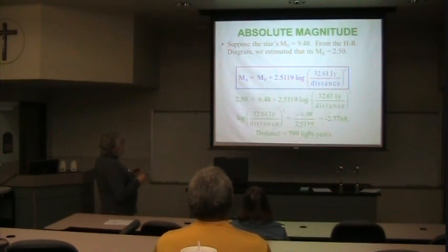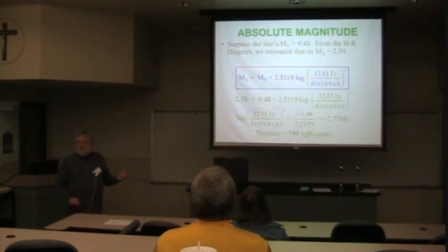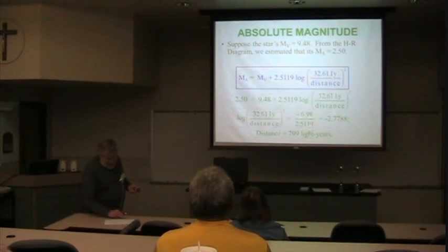Suppose we measure that same star we were looking at on the previous slide, and its visual magnitude is 9.48. We previously saw that its absolute magnitude off of the graph was 2.50. Well, we put those values in here, calculate the only unknown left, and that's the distance. We see that that star is about 800 light years away. So that's how you actually do the calculations to do the main sequence fitting or spectroscopic parallax.